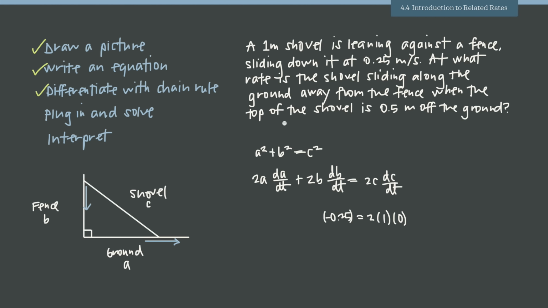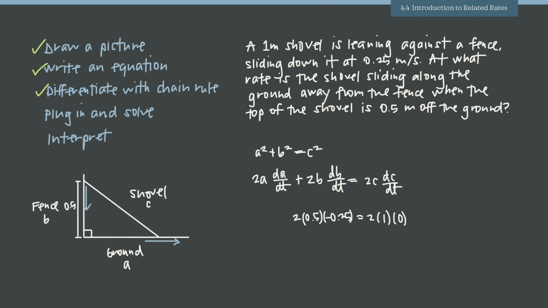And then we've been asked to find a value when the shovel is 0.5 meters off the ground. So that's saying that we're interested in the point in time at which this length right here is 0.5. So when B is 0.5, we can plug 0.5 in for B. We keep our 2 here. All that's left now, notice we plugged in for everything, all that's left to plug in for is A and dA over dt. Well, what have we been asked for? We've been asked at what rate is the shovel sliding along the ground?